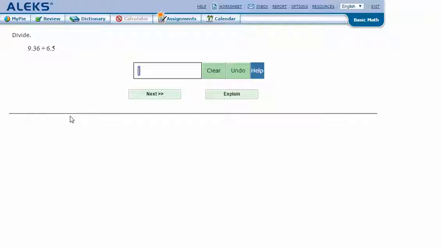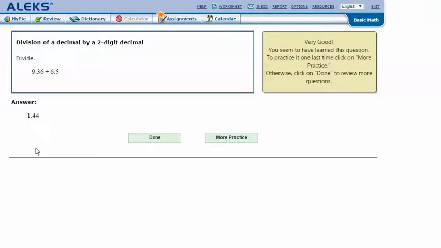In my ALEKS screen, type in the answer that I got in my notes, 1 44/100, and click Next. And it says that I got the correct answer.